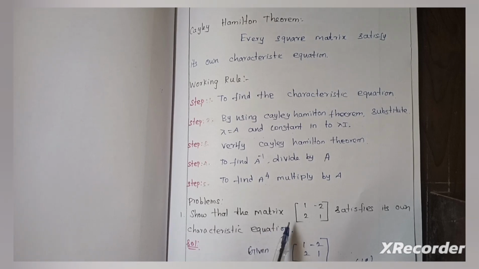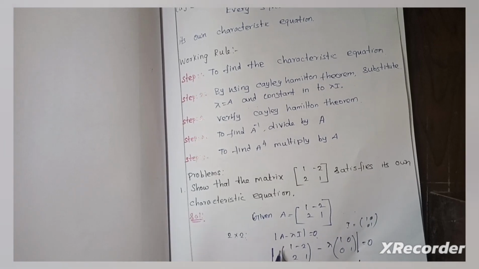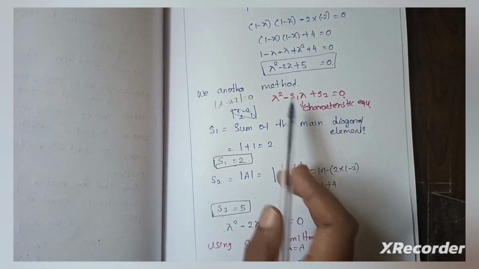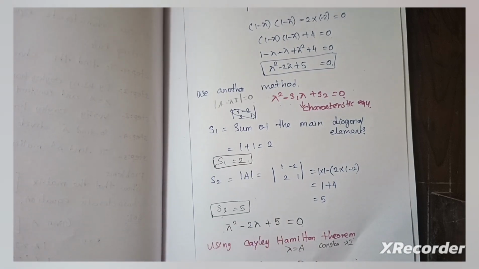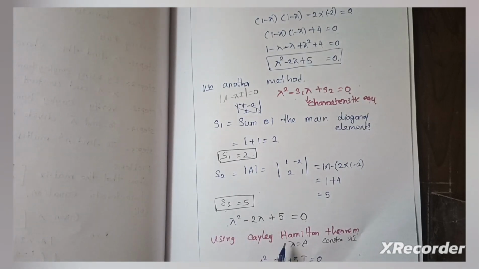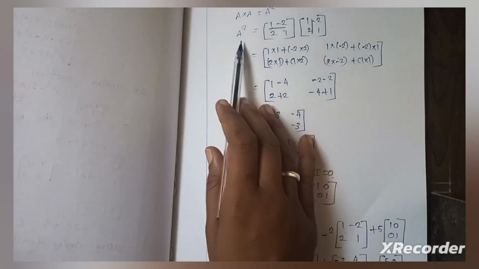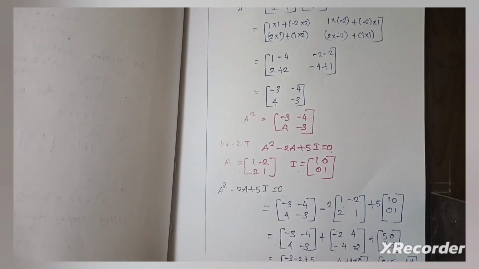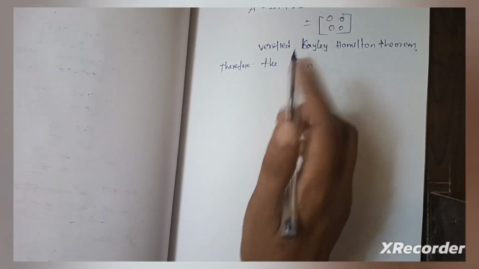In this question, they are asking that the matrix satisfies its own characteristic equation. Listen carefully: satisfies its own characteristic equation means we have to find the characteristic equation, determinant of A minus lambda I equal to 0. For a 2 into 2 matrix, we can use this method, lambda squared minus S1 lambda plus S2. Find S1, S2 and substitute the values. Using the Cayley-Hamilton theorem, the lambda we change to A and the constant to I. Next we find A squared and A, substitute A squared, A and I, and we have to prove 0. This means 0, 0, 0. All values added give 0.